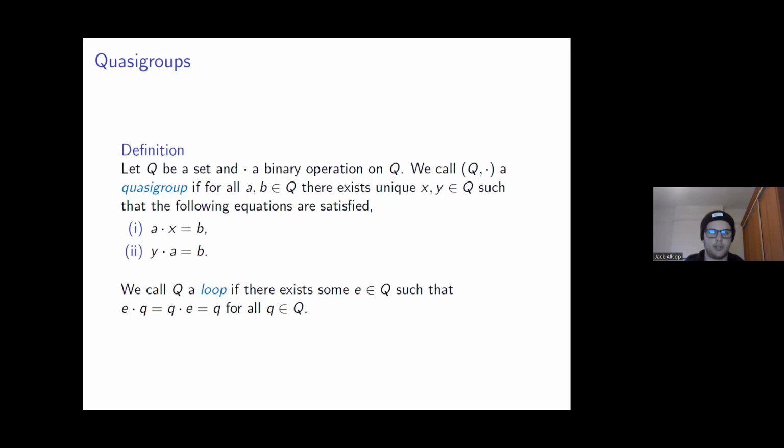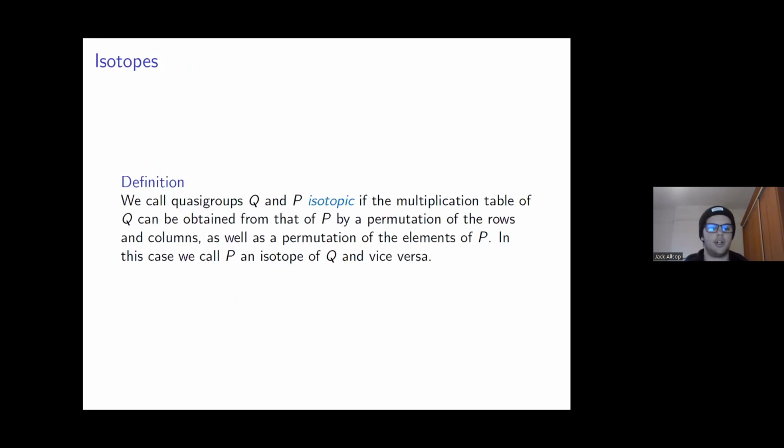And finite quasi-groups are an algebraic equivalent to Latin squares in the sense that the multiplication table of every finite quasi-group is a Latin square, and every Latin square is the multiplication table of some finite quasi-group. So we call quasi-groups Q and P isotopic if the multiplication table of Q can be obtained from that of P by a permutation of the rows and columns, as well as a permutation of the elements of P. And in this case, we call P an isotope of Q and vice versa.